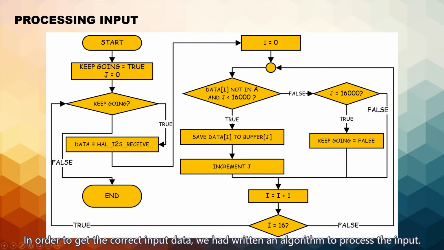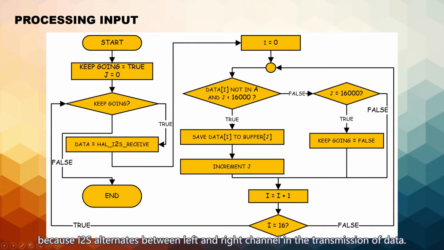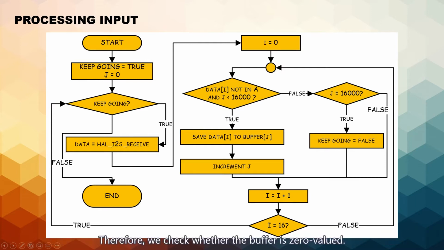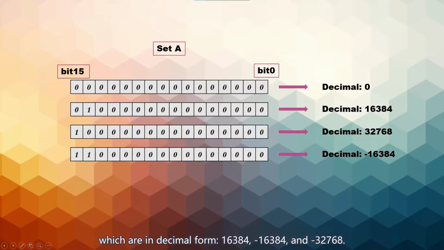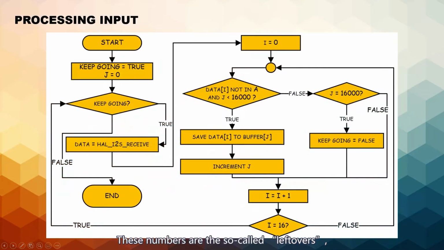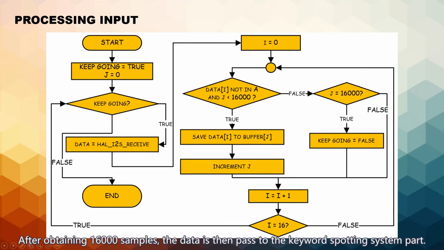In order to get the correct input data, we have written an algorithm to process the input. Due to the nature of the I2S communication standard, half of the time we will receive a zero value sample from the microphone, because I2S alternates between left and right channels in the transmission of data. Therefore, we check whether the buffer is zero valued. In addition, we also eliminate buffers containing data matching the numbers in set A, which in decimal form are 16384, negative 16384, and negative 32768. These numbers are so-called leftovers, as the data precision of the microphone is 18 bits, but we only need the first 16 bits. After obtaining 16,000 samples, the data is then passed to the keyword spotting system part.